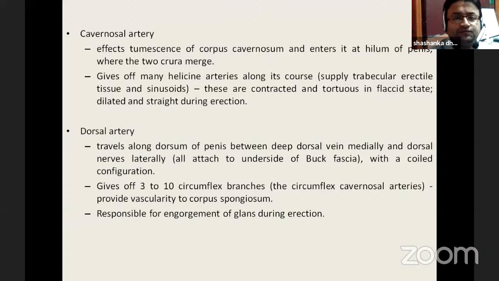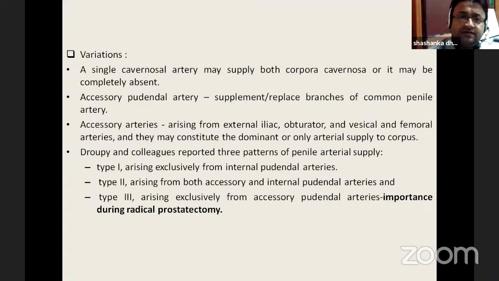All right. It gives off 3 to 10 circumflex branches, the circumflex cavernosal arteries. They provide vascularity to the corpus spongiosum, and they're responsible for engorgement of the glans during erection. Variation: sometimes a single cavernosal artery may supply both cavernosa. It may be absent as well. An accessory pudendal artery may be the source, or it may supplement branches of the common penile artery. There are sometimes accessory arteries arising from the external iliac, obturator, vesical, and femoral arteries.